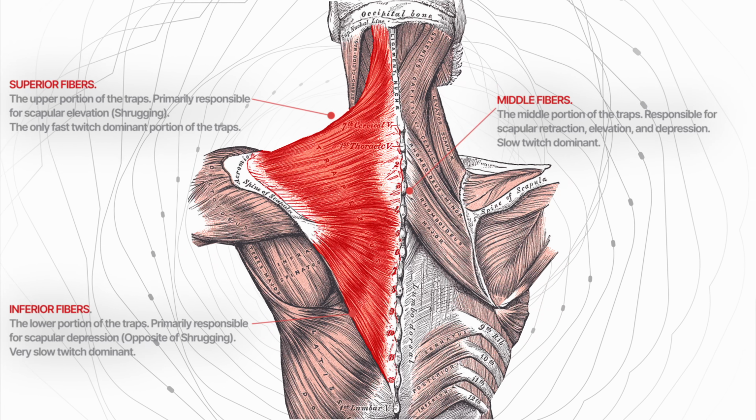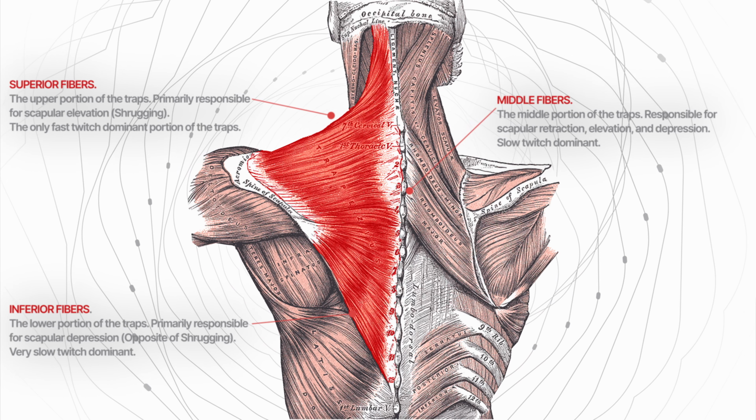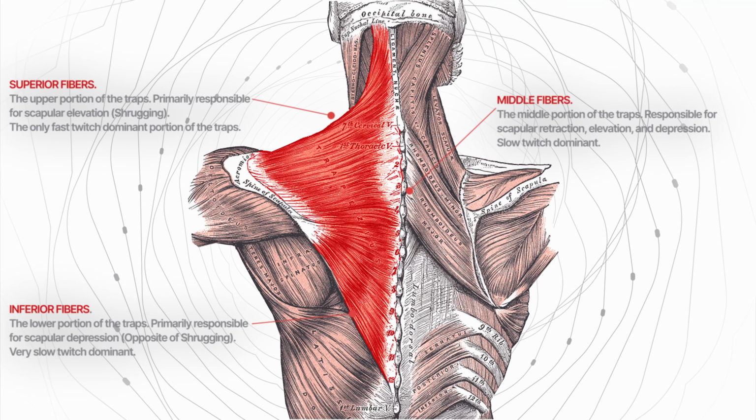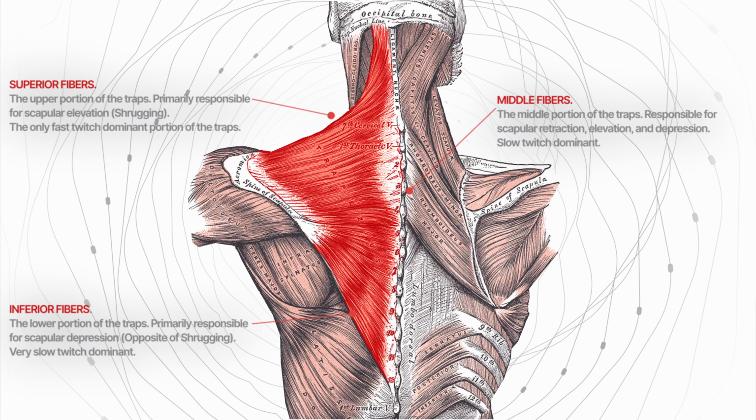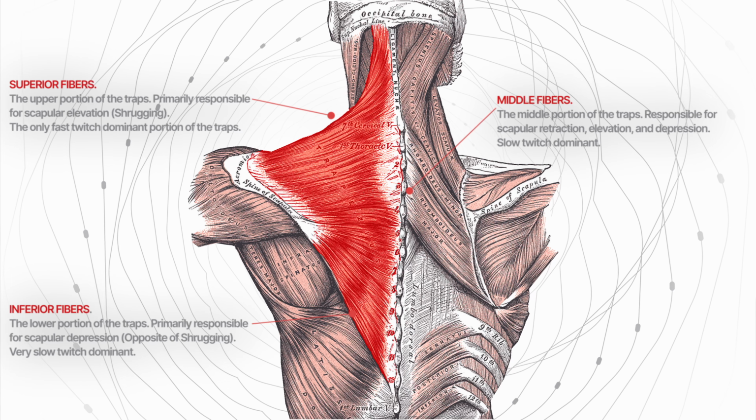All right, straight to the anatomy. The trap is a large fan-shaped muscle that originates at the spine and attaches at the clavicle and the scapula. Now, we can divide the traps into three different regions: upper, middle, and lower, or superior, middle, and inferior. The three different regions have different functions.